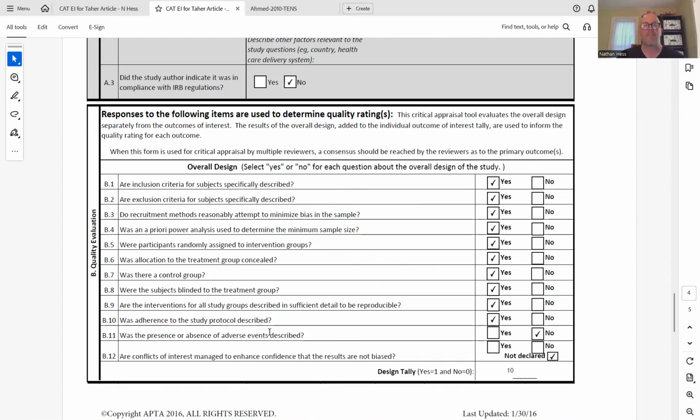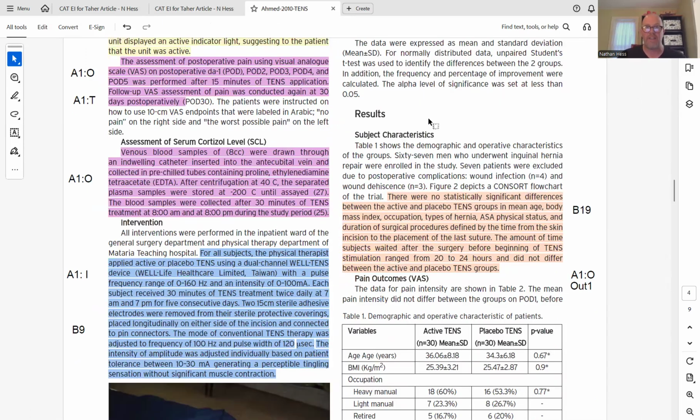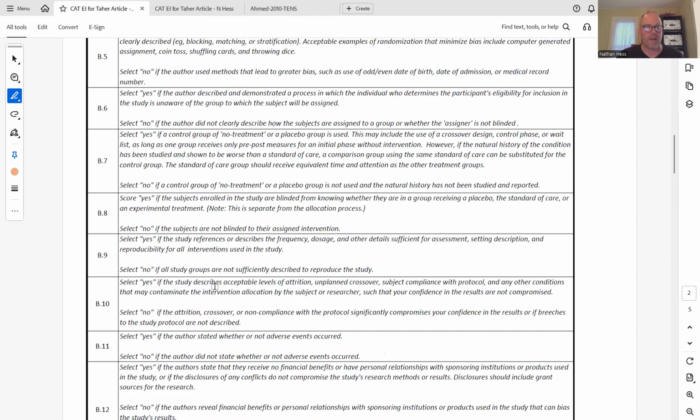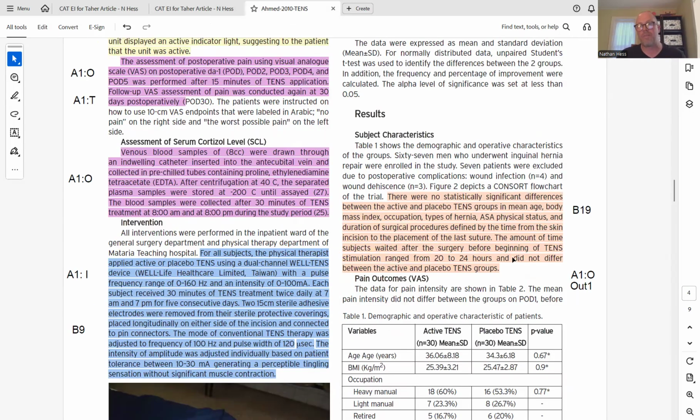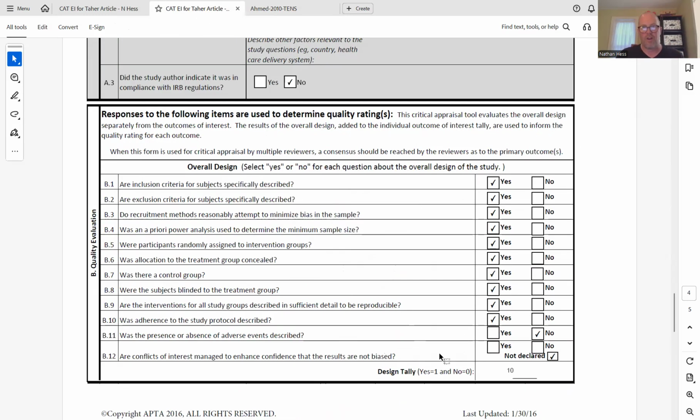B11 was the presence or absence of adverse effects described. I checked no because, again, in this results section, if there were adverse effects, they would have told you that. Adverse effects means something that we don't want to happen, some bad thing that happened. Now, I guess you could potentially call these wound infections and other wound difficulties adverse effects. So you could have theoretically said something there, but I put no for that one.